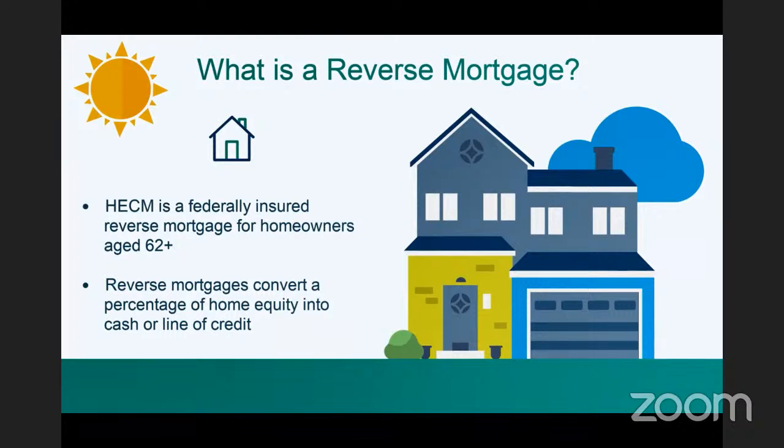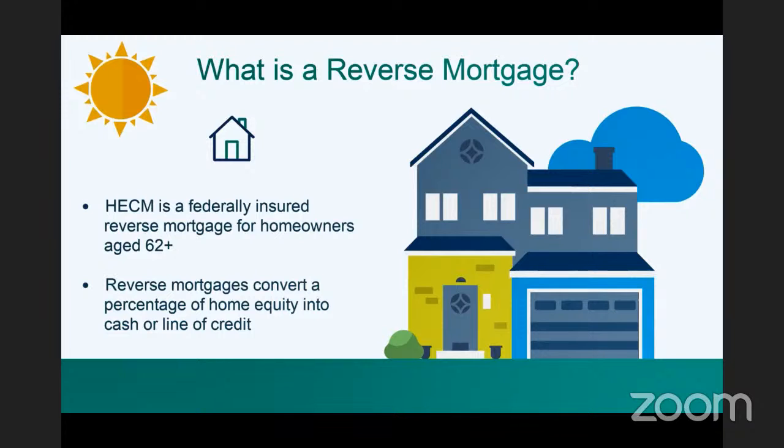Borrowers are not required to sell the home, give up title, or take on a new monthly mortgage payment, although they can make a payment if they choose. Payments go from the lender to the borrower rather than from the borrower to the lender, as we typically think of in a traditional loan. There are a variety of ways that the borrower can access the funds, and we're going to talk a little bit more about that in just a bit.